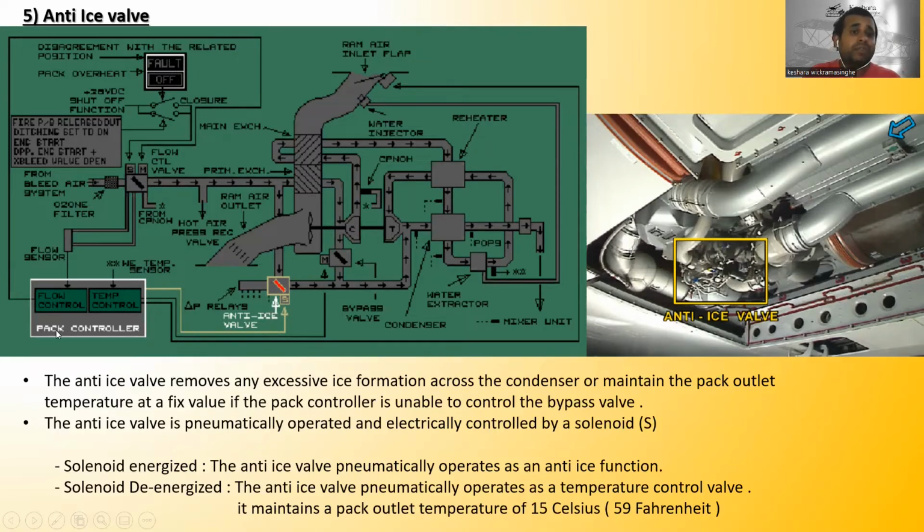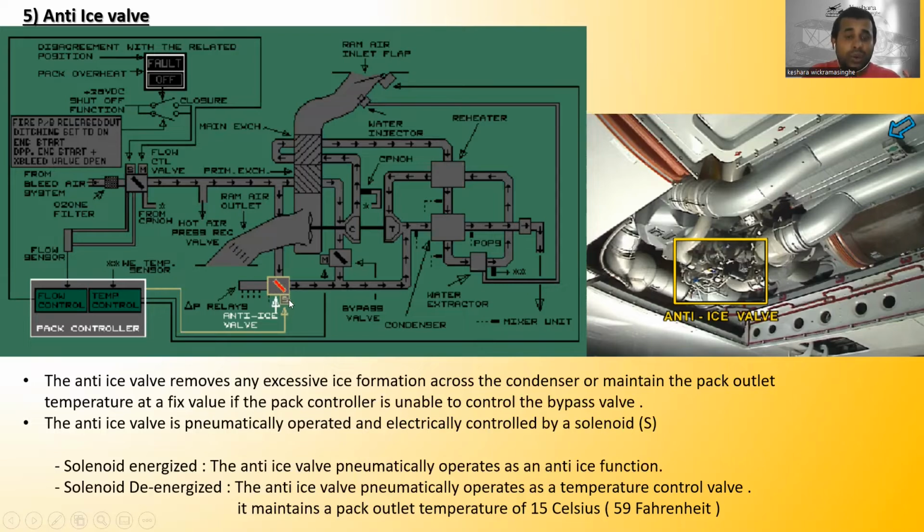the signals will come from the pack controller. Okay, so when this solenoid is energized, the anti-ice valve pneumatically operates as an anti-ice function, and if the solenoid is de-energized, the anti-ice valve pneumatically operates as a temperature control valve, right? So it maintains a pack outlet temperature of 15 Celsius. It means if there's a fault in the bypass valve, then the anti-ice valve is used to control the temperature, and it maintains up to 15 Celsius.